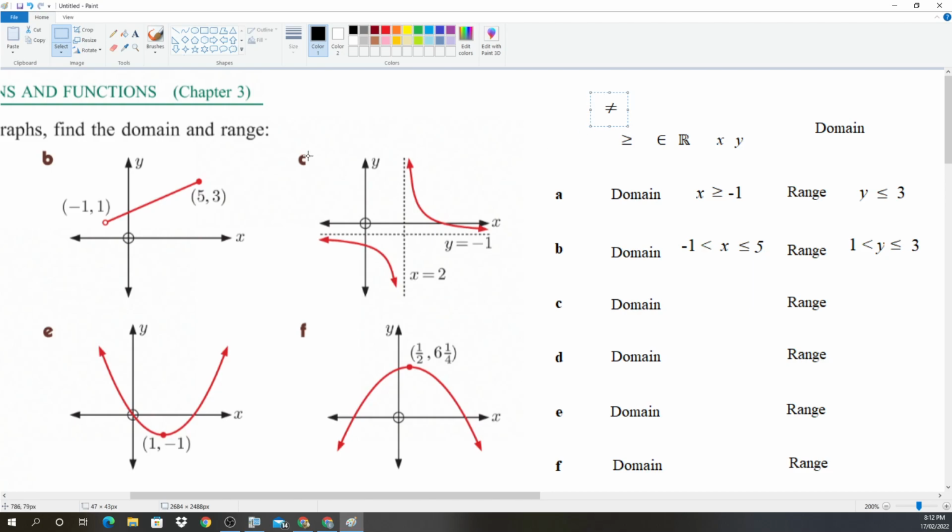Now, when it comes to functions with asymptotes, it's kind of useful to mention what you don't include rather than what you do include, because you can see this arrow points all the way right, that arrow points all the way left, that points all the way down, that points all the way up. There's only one value for x and one value for y that is not included. So we're going to use the not included sign, the strike through.